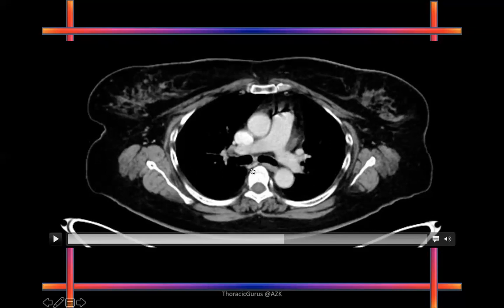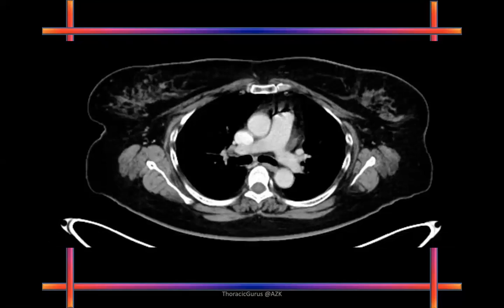I'm going to pause at one point, and I want you to identify three structures for me. I'll point them out, okay? One, two, and three. So one is the RPA, and two is the main pulmonary artery, and three will be the LPA. Excellent. Difficult? No. Well done.